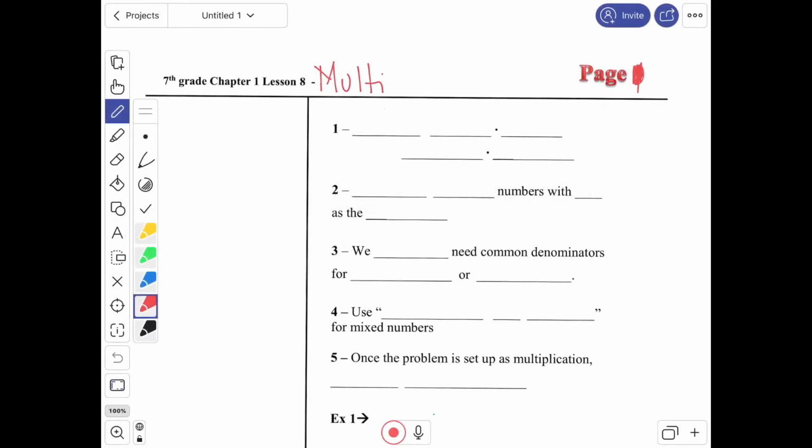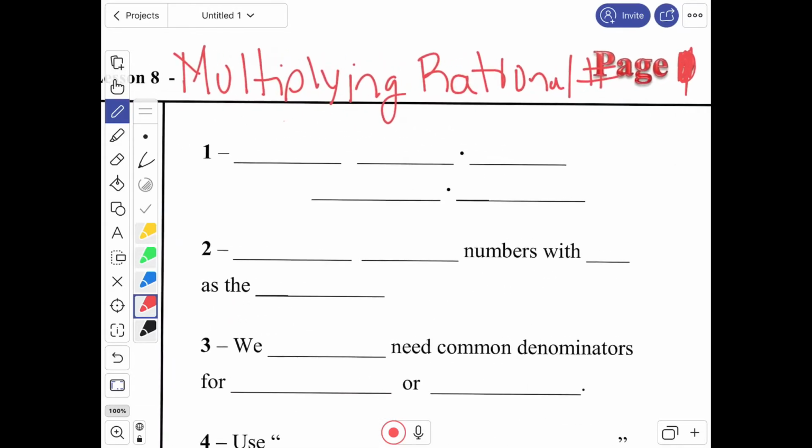Today we're doing Chapter 1, Lesson 8, and we are multiplying rational numbers. Rational numbers are any number that can be written as a fraction, which is just about everything.